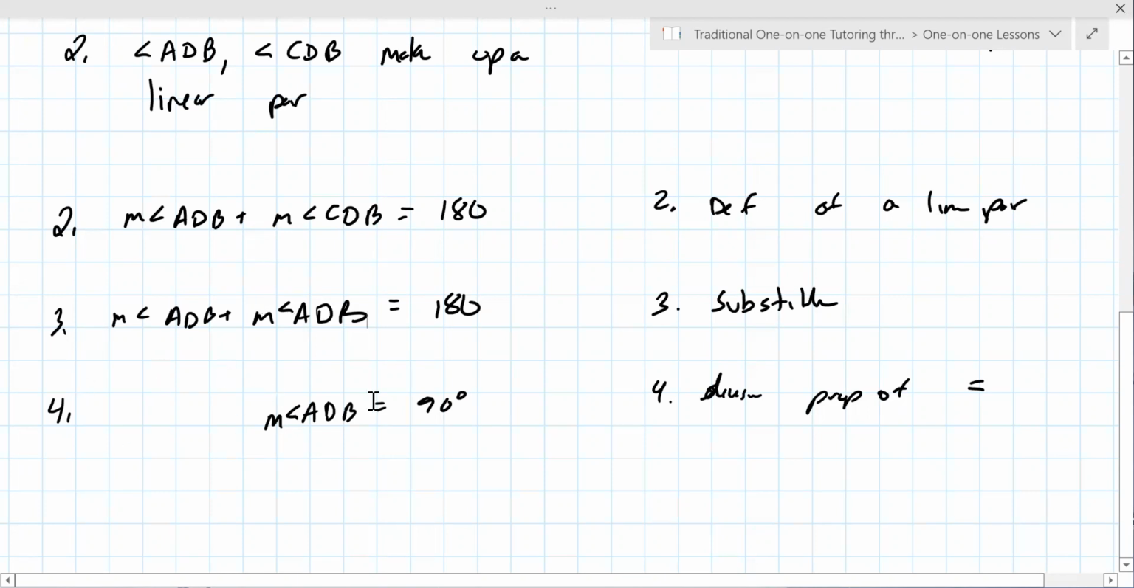If I'm grading this, I'm looking for some step where you say the measure of the angle is 90 degrees. That's what you're trying to get to. And that tells you that angle ADB is a right angle. And that's the definition of a right angle.